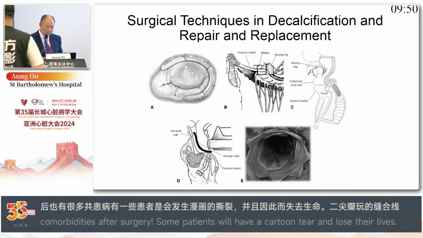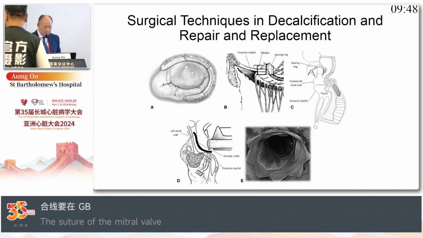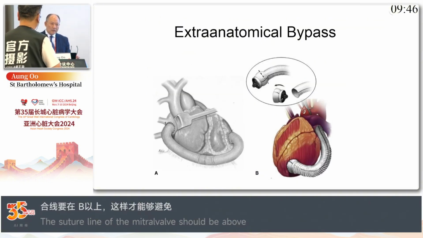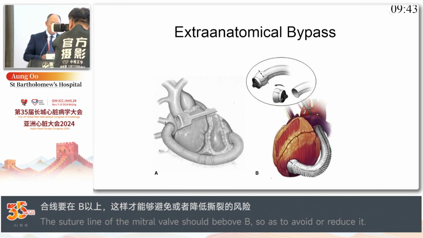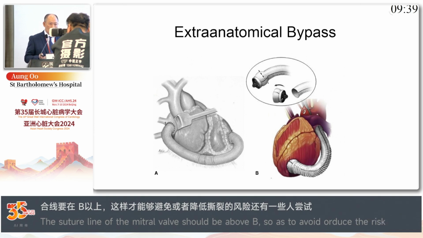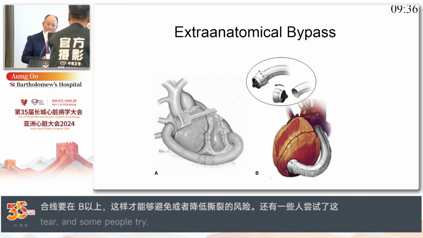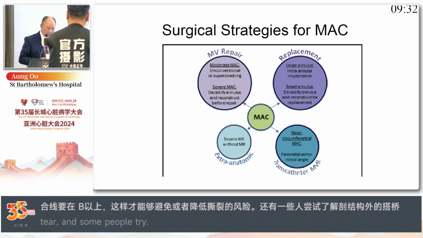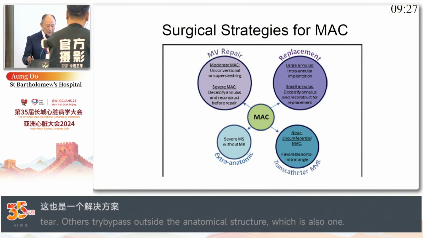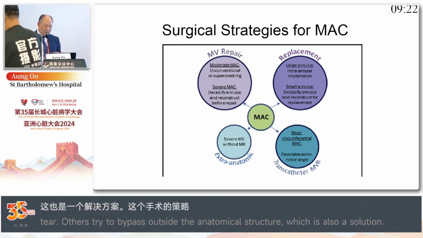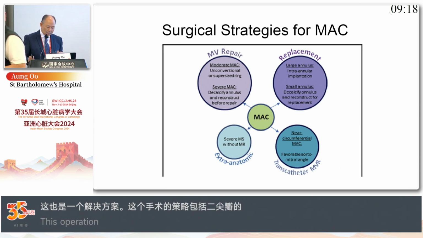And then a variety of other techniques started. Some people even tried an extra-anatomical bypass from the left atrium to the left ventricular apex, which is also one of the ways to approach it. The surgical strategy is based on mitral repair if it is moderate annular MAC, and if it's severe MAC, then you just have to decalcify and replace it.